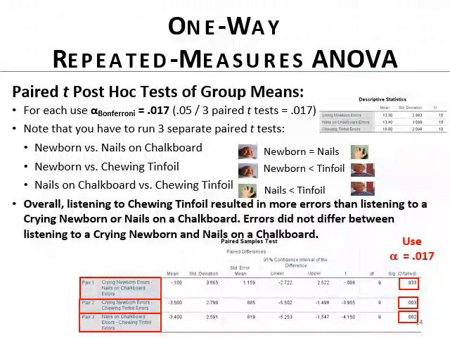However, remember that first pair, the newborns versus the chalkboard, they didn't significantly differ. So they made equal numbers of errors under those 2 conditions, but fewer under those 2 conditions than someone chewing tinfoil, which is just an awful noise.